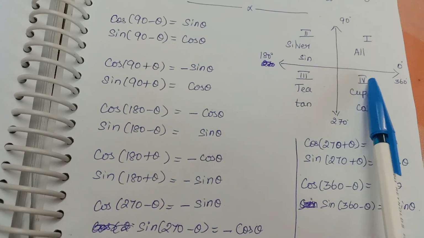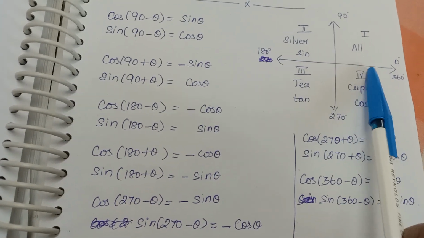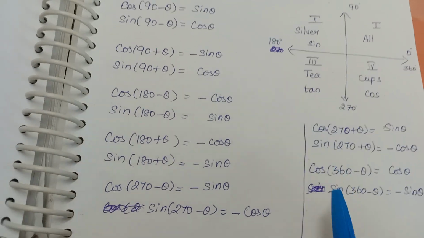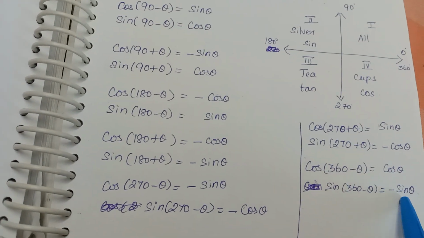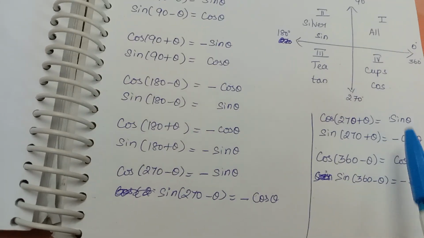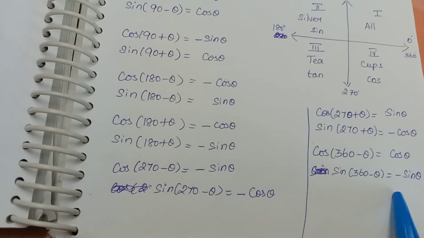Okay. And similarly for 360 minus. 360 minus means what? Fourth quadrant. So cos of 360 minus means cos. Sine of 360 minus means what? Sine. But only cos is positive, sine is negative. So here it is positive and here it is negative.